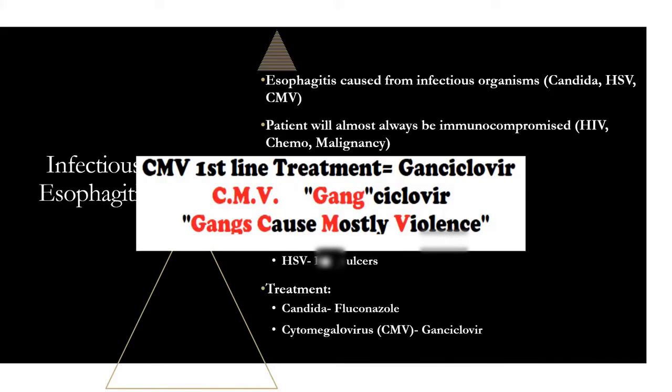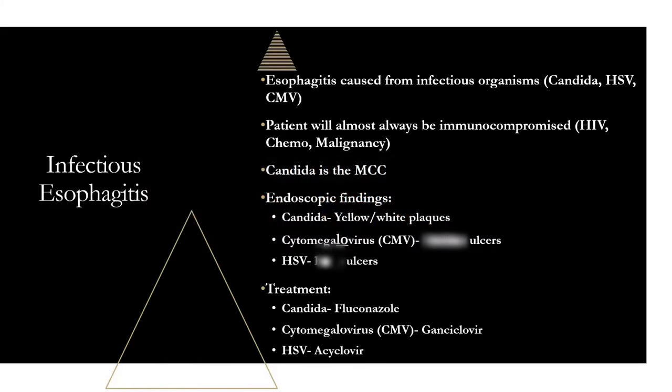So I remember CMV, ganciclovir, and then I remember gangs, and then I remember CMV, "causes mostly violence." So gangs cause mostly violence. Then you'll remember CMV, your first line treatment is going to be ganciclovir. So that's how I remember that. And then treatment for HSV is acyclovir. So that's the findings for infectious esophagitis. Not a lot to know here, but those are the few things that you do need to know. Remember, Candida is going to be your most common cause.